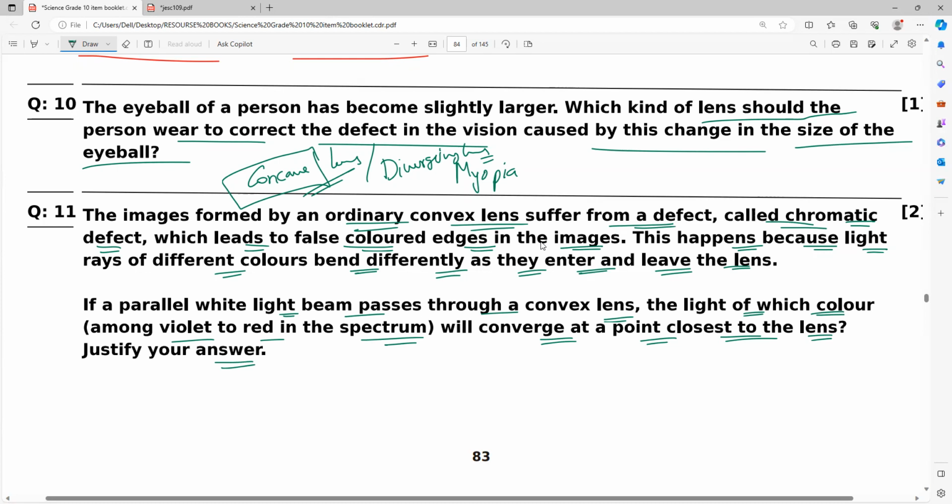Which will converge closest to the lens? Anybody? All of you? So it's a very important question. Please remember, I'll explain what they're saying. A parallel white light beam passes through a convex lens.